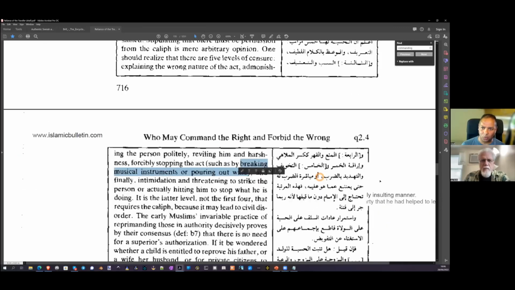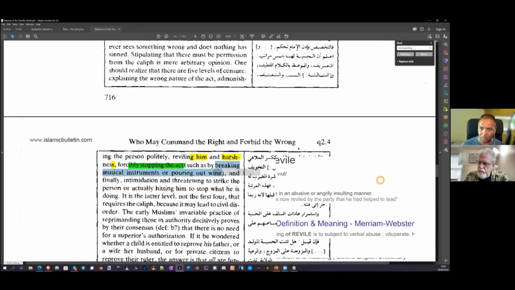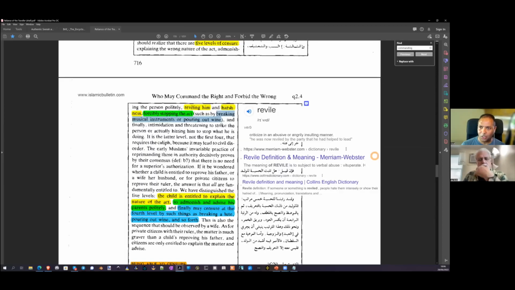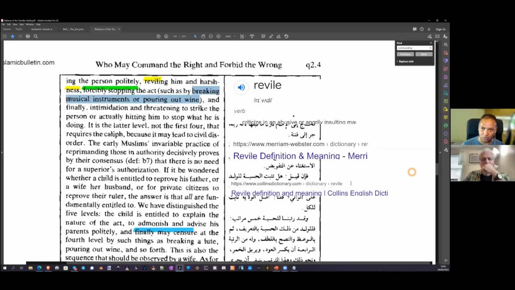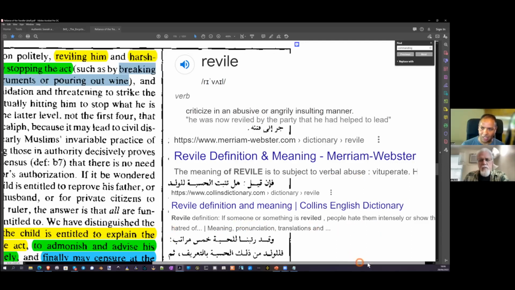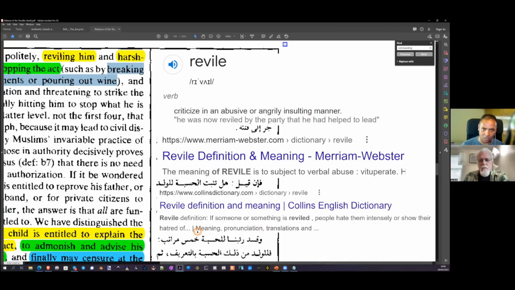Let's have a look at this word revile. I pasted in some references here to the word revile. And it says here, to criticize in an abusive or angry, insulting manner. The meaning of revile is to subject to verbal abuse. Revile: if someone or something is reviled, people hate them intensely or show their hatred of that person. So now we're back to this doctrine of hatred. That's the meaning of revile.